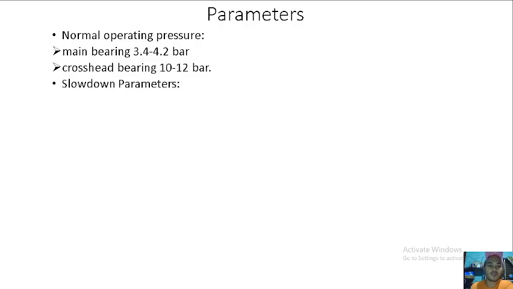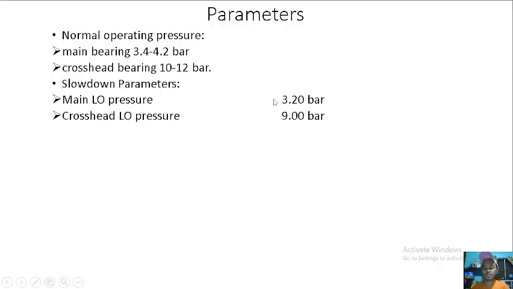And for protection, we have slow down parameters. For example, for the main lube oil pressure, since our normal operating pressure is 3.4, if it goes down to 3.2 bar, the main lube oil pressure slow down alarm will be activated and the engine will slow down. So it is a protection.